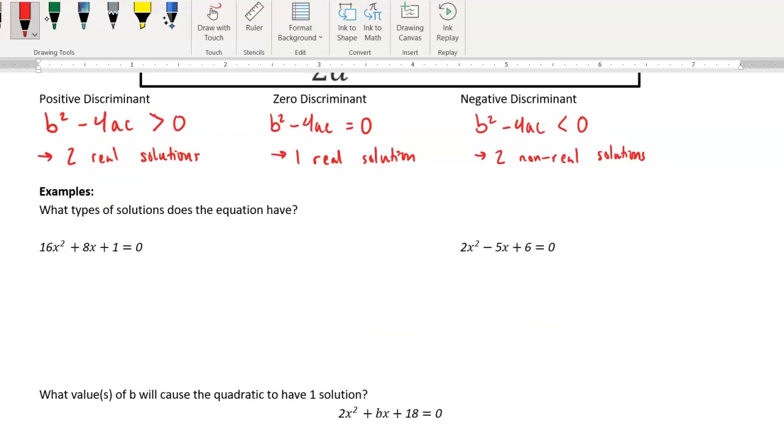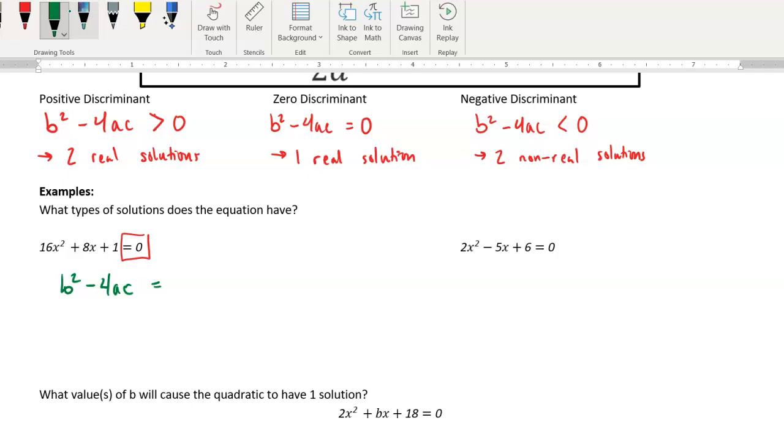All right, so let's look at this first example. 16x squared plus 8x plus 1 equals 0. Before we start, always make sure it's equal to 0. If it's not equal to 0, take care of that first. And again, we're just doing the b squared minus 4ac. We're not even doing the square root, so don't even include a square root here. We're just doing the b squared minus 4ac. That's the discriminant.